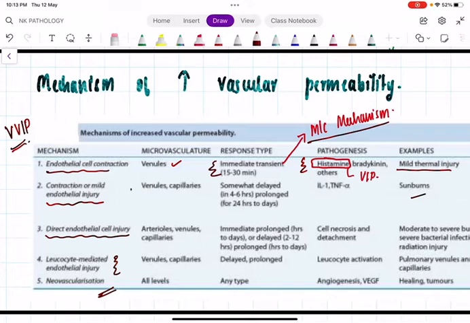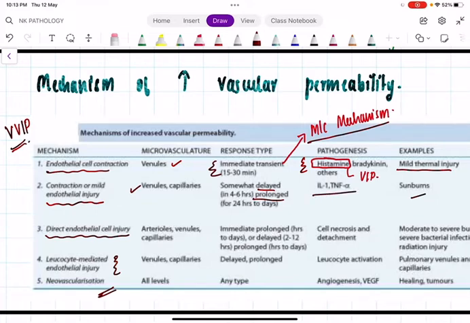It is a mild endothelial injury. It occurs also in the venules and capillaries, but it is delayed and at the same time prolonged. Why delayed? It will happen only some 4 to 6 hours after the onset of inflammation, and it is prolonged. That is, it will last for some 24 hours to days. And the mediators are interleukin 1 and TNF alpha.